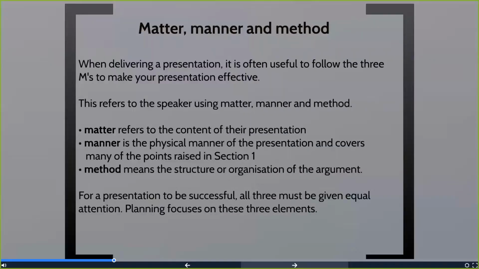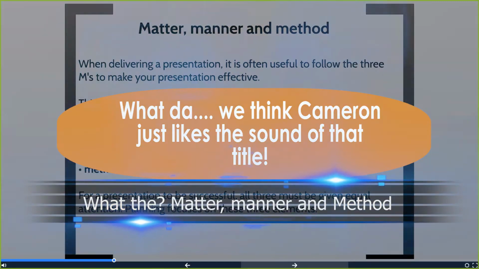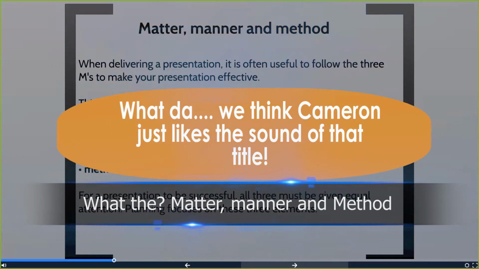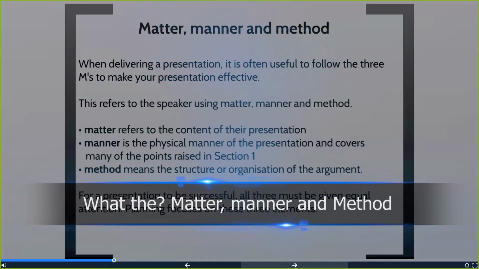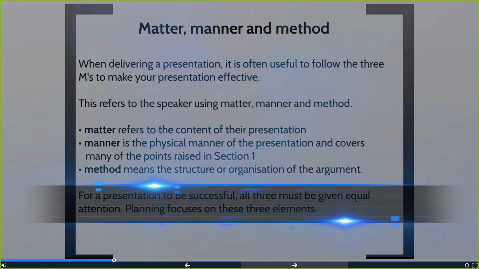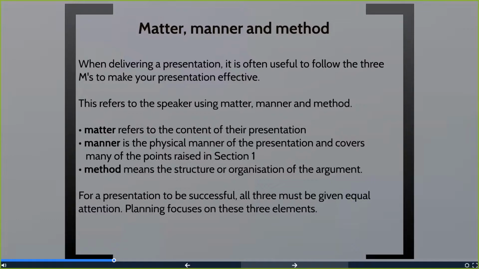Matter, manner, and method. When delivering a presentation, it is often useful to follow the 3 M's to make your presentation effective. This refers to the speaker using matter, manner, and method. Matter refers to the content of their presentation. Manner is the physical manner of the presentation and covers many of the points raised in section 1. And method means the structure or organisation of the argument. For a presentation to be successful, all 3 must be given equal attention. Planning focuses on these 3 elements: matter, manner, and method.